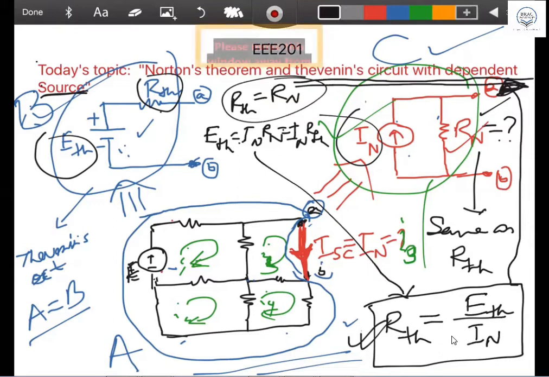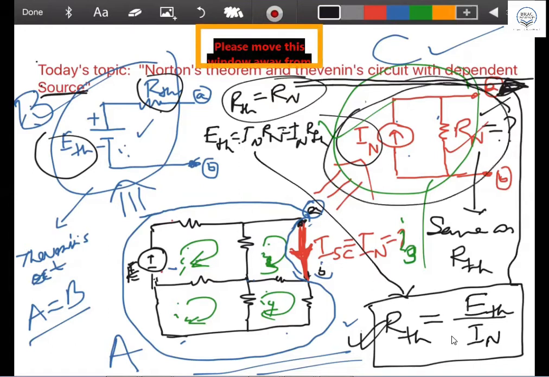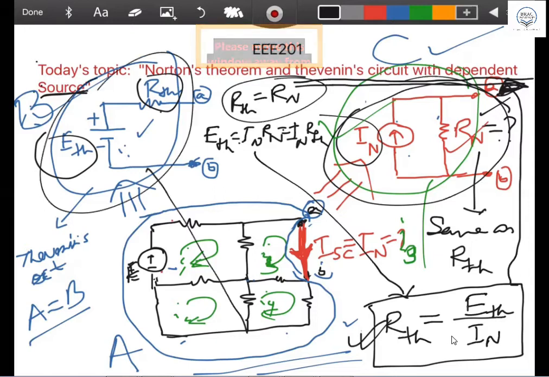I think excellent. Now let us go to the next step. First thing first, the Norton equivalent circuit problem. Today we'll see that, and after finishing, we'll jump to the dependent source problem. Last class we saw Thevenin's theorem, how to find the Thevenin equivalent circuit from a complex circuit. We saw a couple of examples.